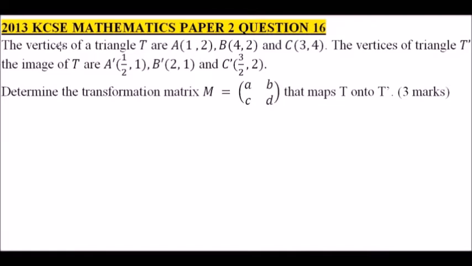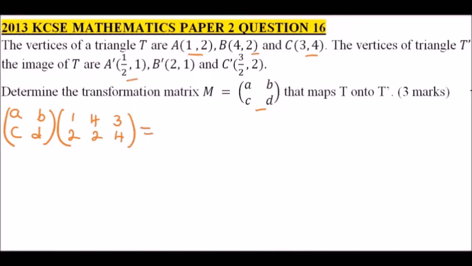So what we do here is, because we have the transformation matrix (A, B, C, D), we write A, B, C, and D and multiply by the matrix formed using the coordinates of the 3 points: 1, 2, this is 4, 2, and this is 3, 4. This should give us the matrix formed using the coordinates of the image: a half, 1, this is 2, 1, and this is 3 over 2, and 2. So this is going to help us get our A, B, C, D.